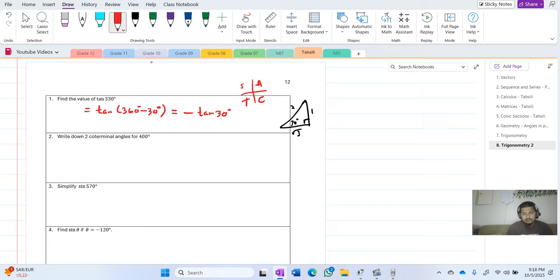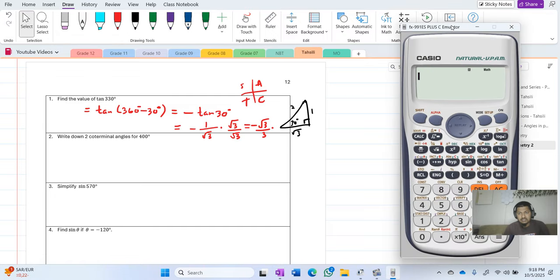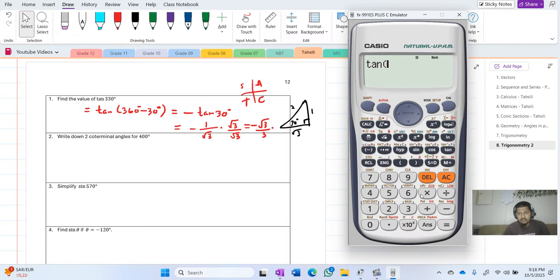Rationalizing this, multiplying by root 3 over root 3 will give you the answer, which is negative root 3 over 3, because root 3 times root 3 is 3. I hope you guys understood that. Now typing this into the calculator, you will see you get the exact same answer. So I'm going to type tan 330. Remember, your calculator needs to be on degree mode. See, it's on radians now. You get an incorrect answer. So shift mode and go back to degrees, which is 3. And now tan of 330 is negative root 3 over 3.